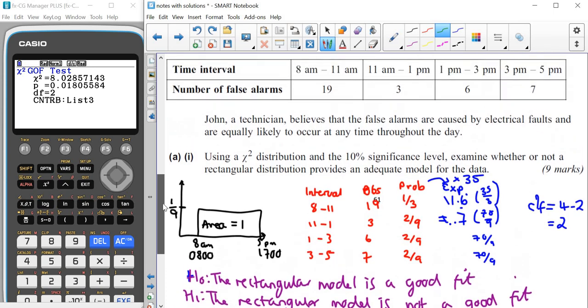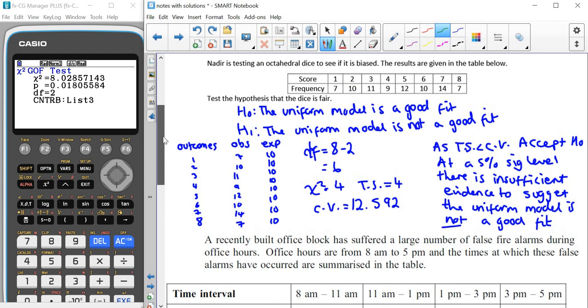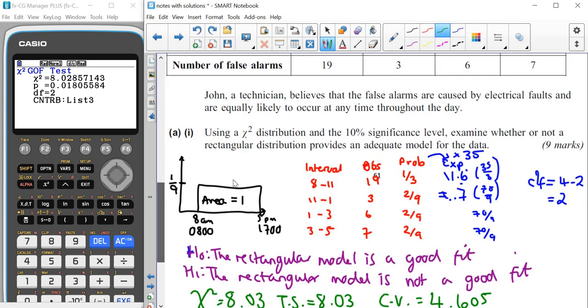My strongest suggestion with the rectangular one over a uniform one. Uniform ones are nice and easy. Just add up your observations, divide by the number of groups that you have. With the rectangular ones, I always suggest draw a diagram. Have a look at what your rectangular model looks like. It helps you to find the width. It helps you to find the height. And then it helps to imagine what you have in terms of the areas for each of your intervals.